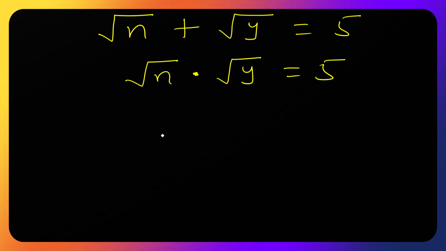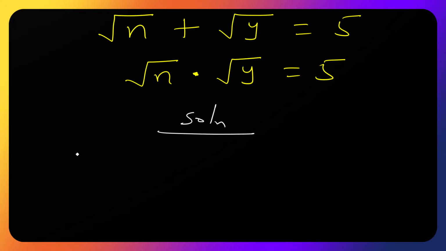Welcome. Let's solve for n and y here. Okay, so we are given square root of n plus square root of y equals 5, and square root of n times square root of y equals 5. Solution.